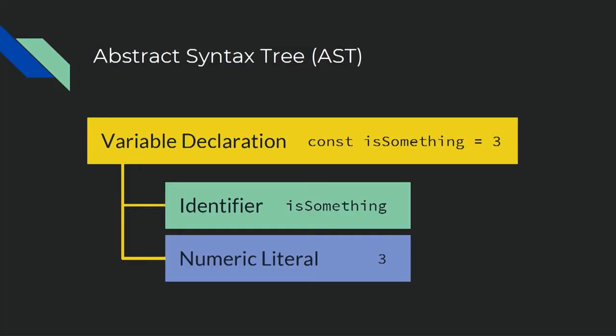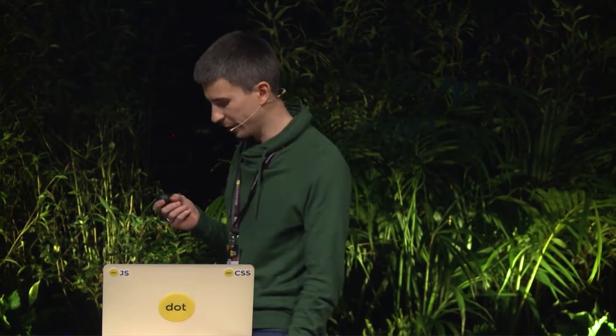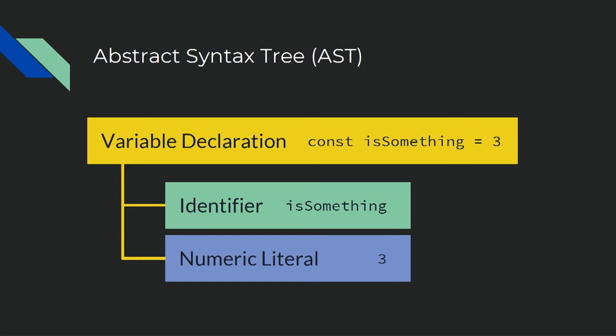There is one thing you need to know before starting analyzing the source code. This is called abstract syntax tree, or AST. When TypeScript parses the source file, it generates its tree representation. This tree contains nodes, where each node can have children. Like in this example, there is a variable declaration node and its two children: identifier node "isSomething" and numeric literal 3. Each declaration, statement, or expression is represented as a node, and the root node is called the source file.